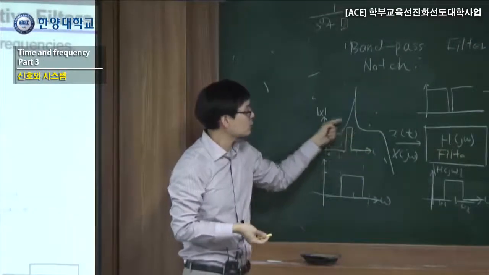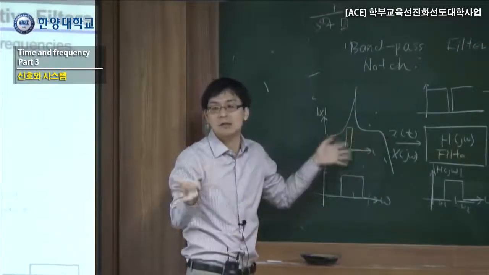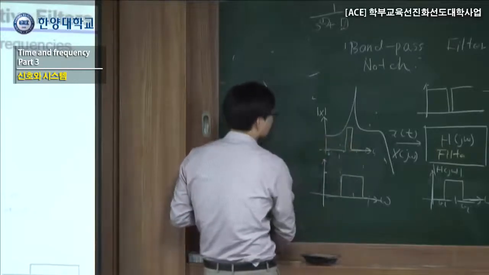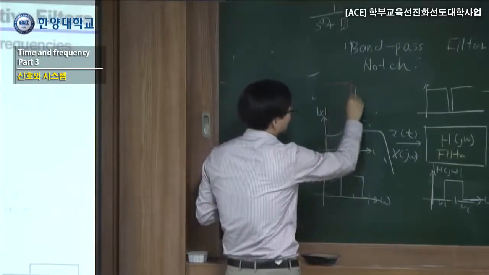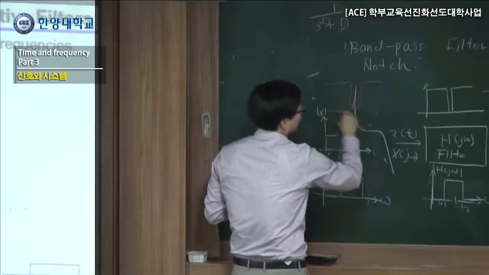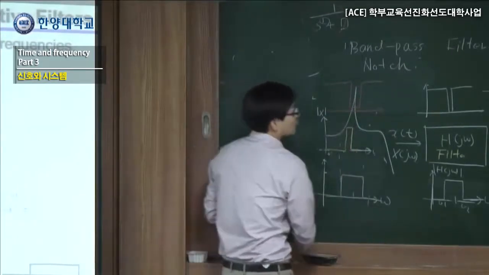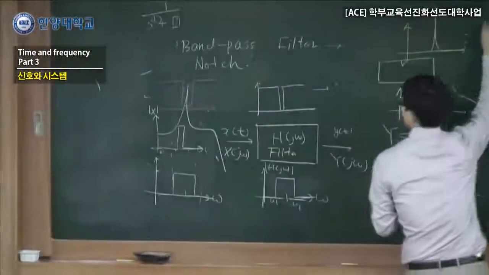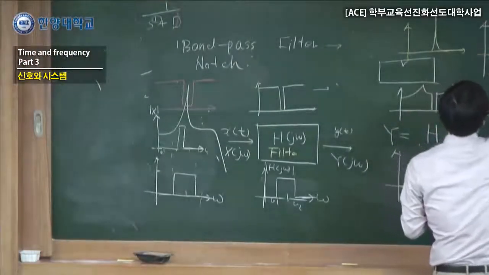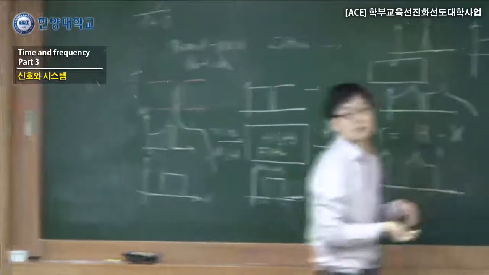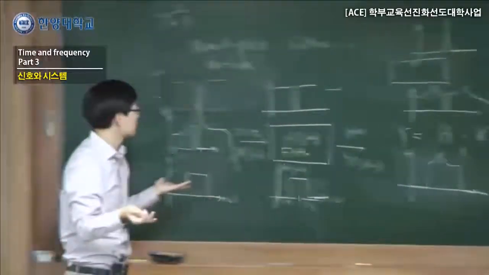If you don't like it, this looks very unstable, you don't like it, then you use a notch filter. You use a notch filter, so they reject this one. So the output will look like this, right.